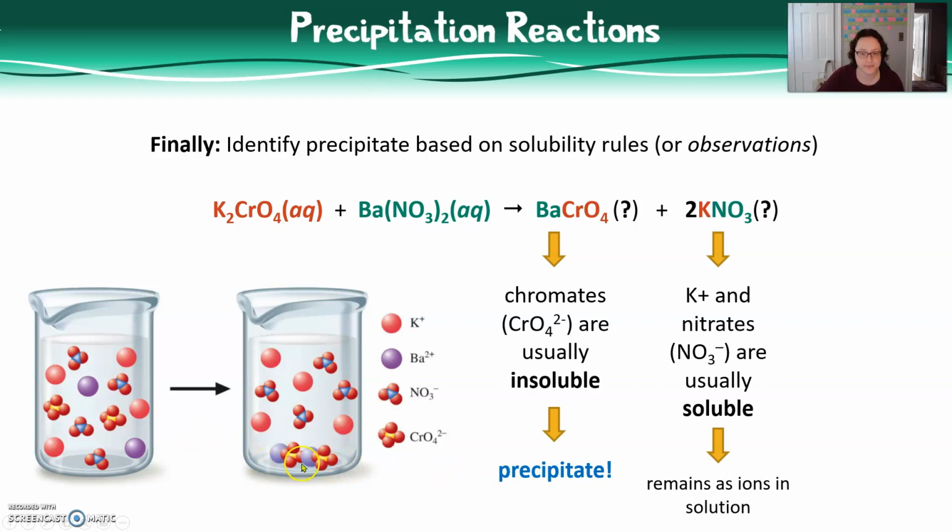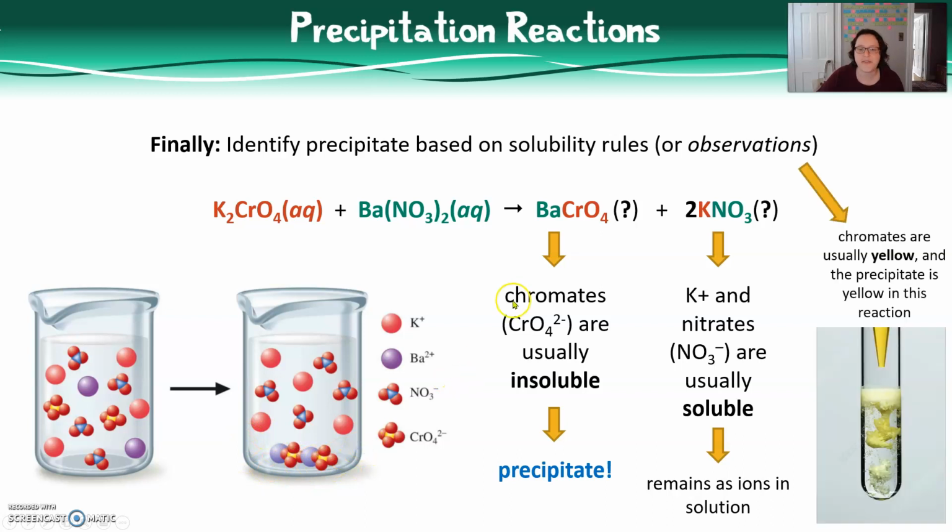Finally, I'll just point out that when conducting this particular reaction, we can use observational clues to predict the identity of the precipitate, because chromates are usually yellow, and the solid precipitate that forms in this reaction would also appear yellow, further suggesting that the precipitate contains the chromate and must be barium chromate. So when conducting precipitation reactions in the lab, see if you can pay attention to observational clues like this to determine what the precipitate identity should be.